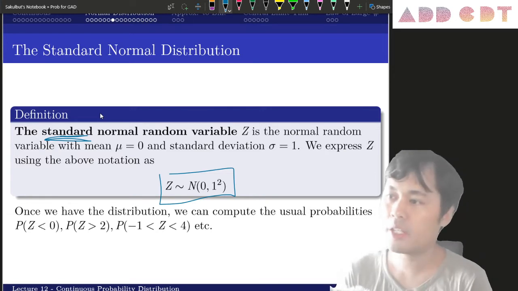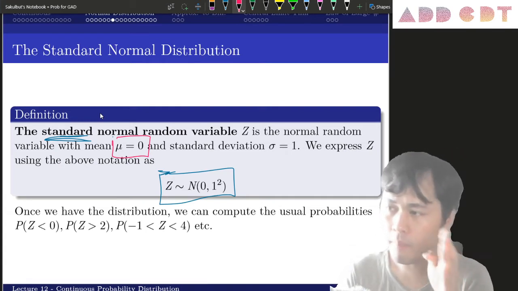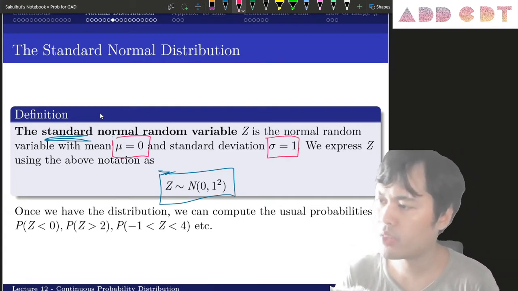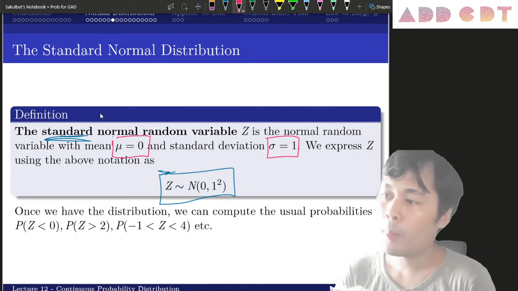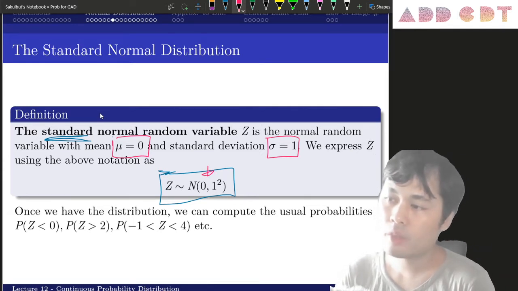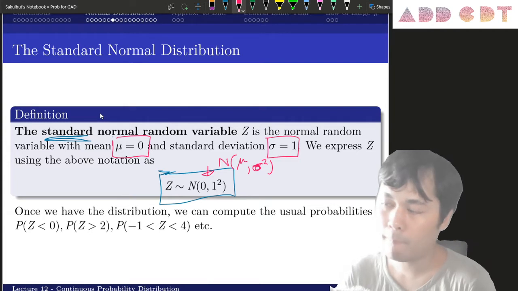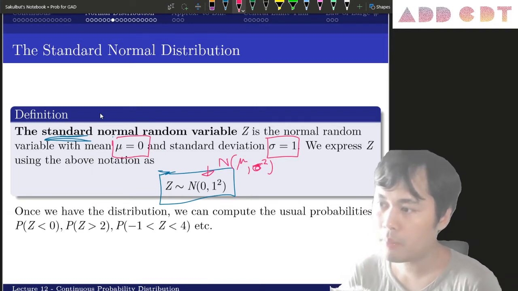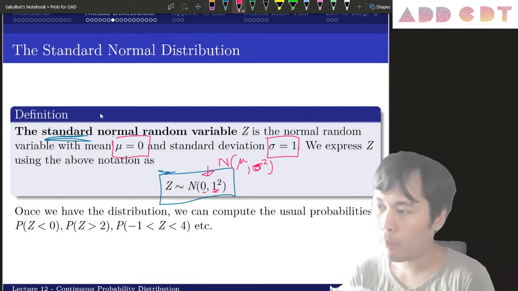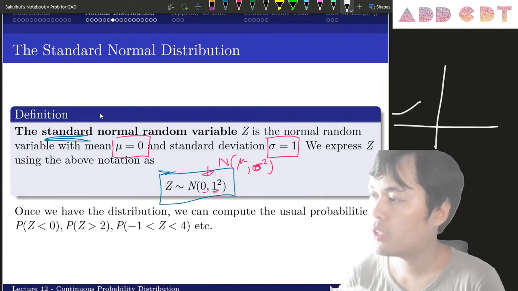But there is only one standard normal distribution, and this happens when we fix the center, or the mu, to be at zero, and we let the standard deviation sigma be 1, because we love the number 1, it is easy to work with. That is represented here. Recall that when we write the normal distribution, we have to specify the mean and the variance. In this case, we let the mean be 0 and the variance be 1. So this is going to be the unique curve.